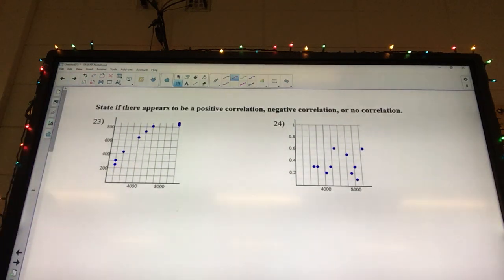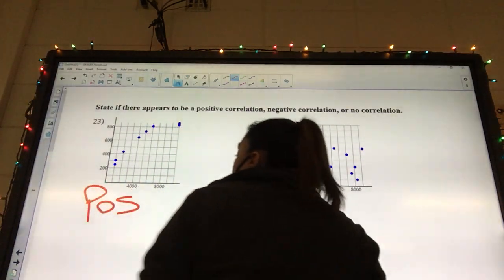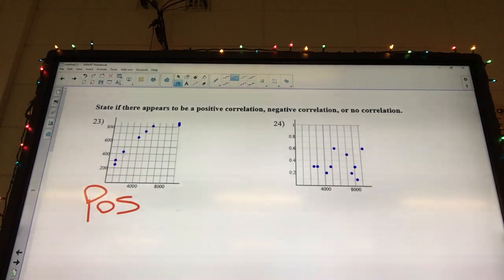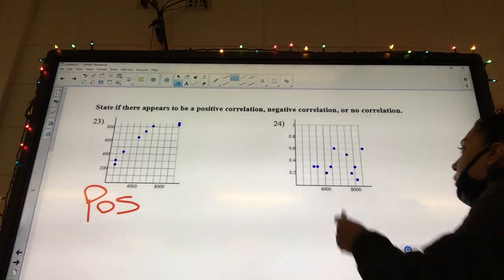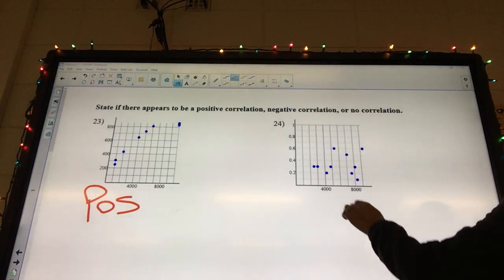Okay, 23. Is that positive, negative, or none? Yes, it's positive. If it all goes straight up, it's positive. If it's all over the place, it's not. So what is 24 gonna be? None. Yeah, it's gonna be a none.